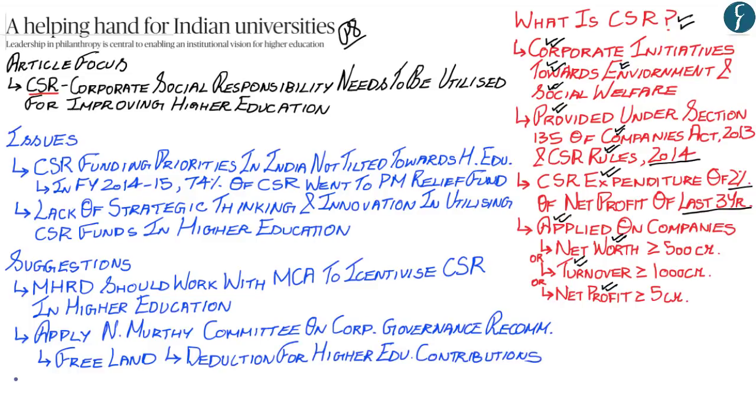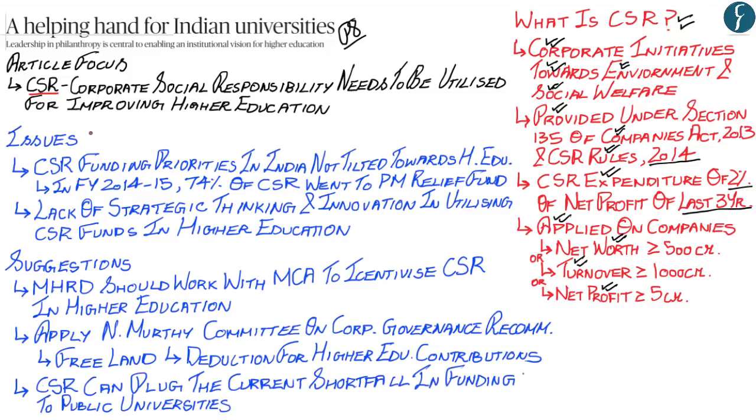The third and the final suggestion given by the author in improving the utilization of corporate social responsibility funds in higher education is that the CSR fund can be utilized for plugging the gap in the shortfall of funding for public Indian universities. Now, hopefully, up till here, you've understood the issues highlighted by the author with regards to the utilization of the fund under corporate social responsibility in improving higher education.